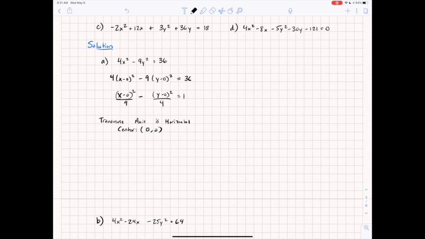To find my vertices, I need to know what my a is. So a squared here is equal to 9, so a is equal to plus or minus 3, like what we saw before. But probably the biggest difference between this and the previous example is that b squared is equal to 4, so b is equal to plus or minus 2. In other words, we're taking more steps to the right and left than up and down. So this hyperbola is going to be a little more squashed than what we saw previously. With this information, I'm going to make a sketch of this hyperbola.